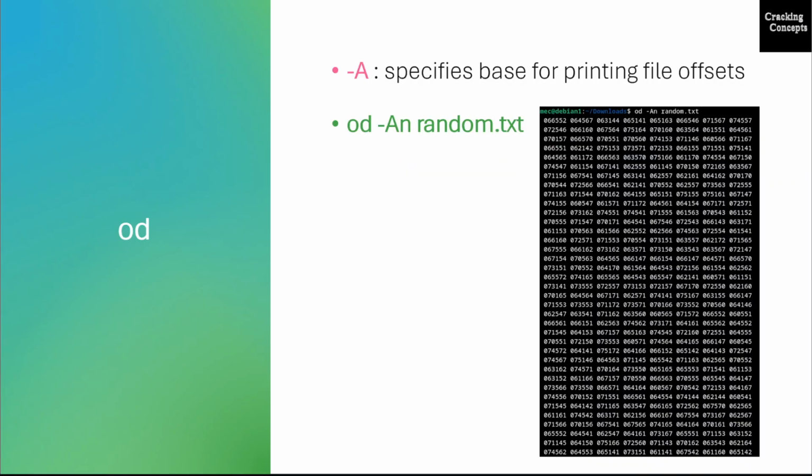Next option is -A, which will specify the base for printing file offsets. Ad for decimal, Ao for octal, Ax for hexadecimal, and An for no offsets displayed. So we are choosing An. The command is od -An random.txt. This is the sample output. The first column is the cumulative byte offset from the beginning of the file. Then there are data columns.